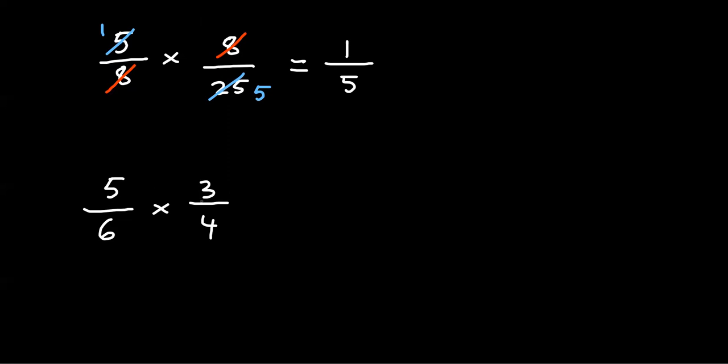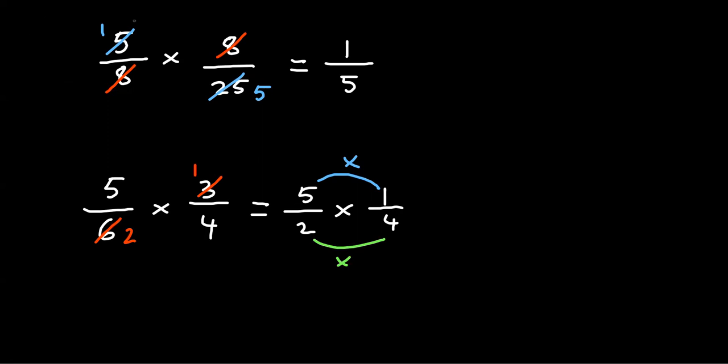For this example, we can see that 3 and 6 have a common factor of 3. So you can cancel out the common factor, and that would become 1 over 2. And then you would simplify the fraction by multiplying straight across. So 5 times 1 is 5, and 2 times 4 is 8. So this becomes 5 over 8. And since there aren't any common factors, that would be the simplest form.